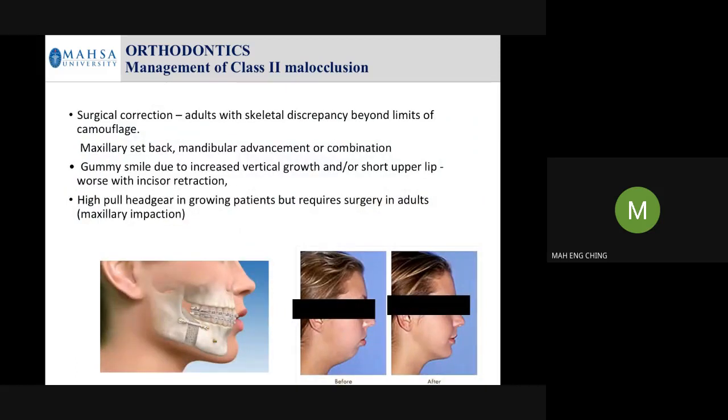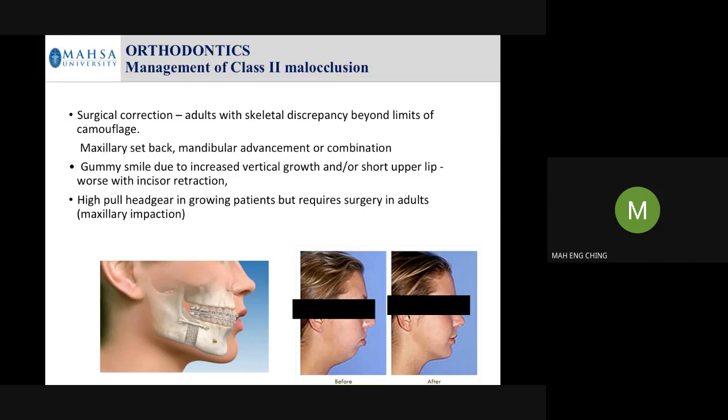Surgical correction is usually for adult or non-growing patients, or when they are too severe class 2. So an adult with a skeletal discrepancy beyond the limit of camouflage, meaning braces cannot achieve the best result. For this kind of case, they usually need what we call a surgical approach. Either maxillary setback or mandible advancement. Either you cut the upper jaw and push it back, or you cut the lower jaw and bring it forward. Sometimes it can be a combination of both. You cut the upper and lower jaw and, like I say, rearrange them to a better proportion.